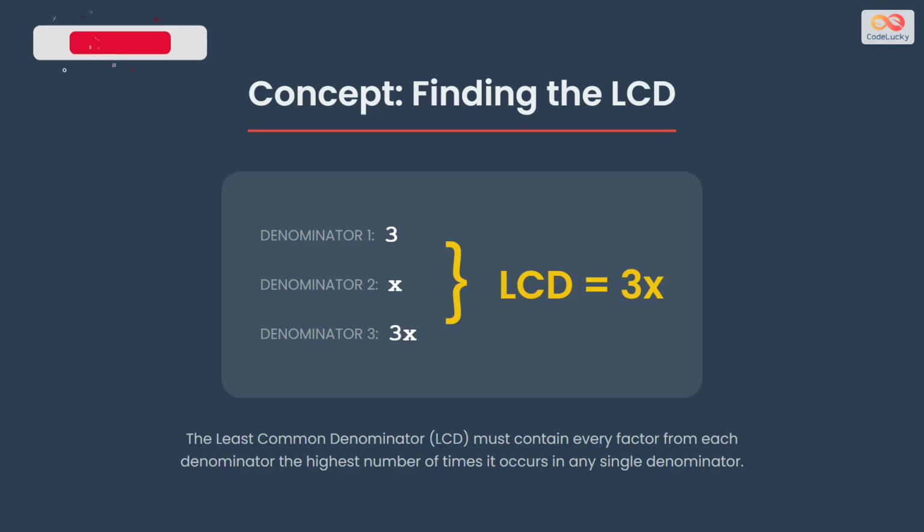The key to this method is finding the correct LCD. The least common denominator must include every factor from every denominator in the equation. For example, if we have denominators of 3x and 3x, our LCD is 3x. It's the smallest expression that all the other denominators can divide into evenly.